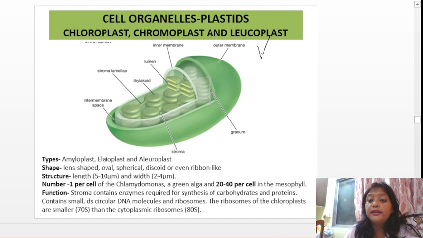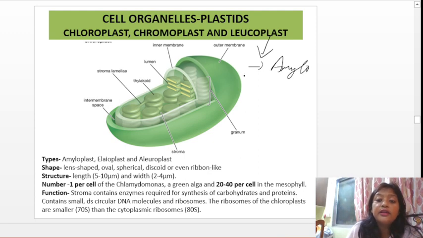Leucoplast is of three types: amylo, elaio, and aleuro. When the leucoplast contains carbohydrates, it is called amyloplast. When it contains lipids or fats, it's known as the elaioplast. When it contains proteins, it is known as the aleuroplast. See, I've given here the types of leucoplast.